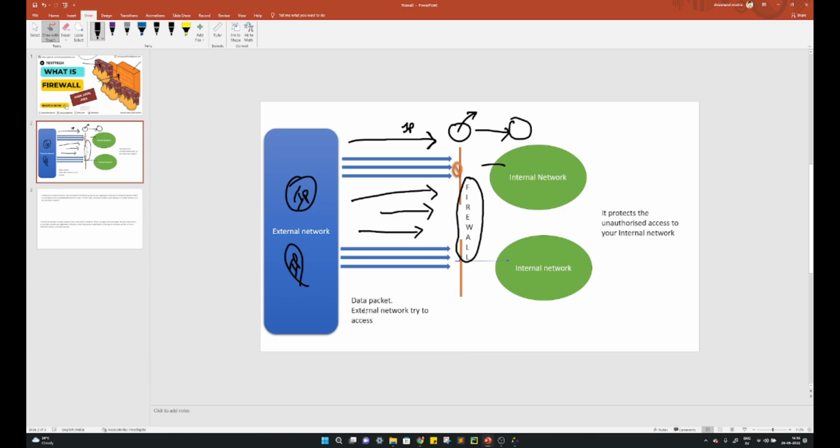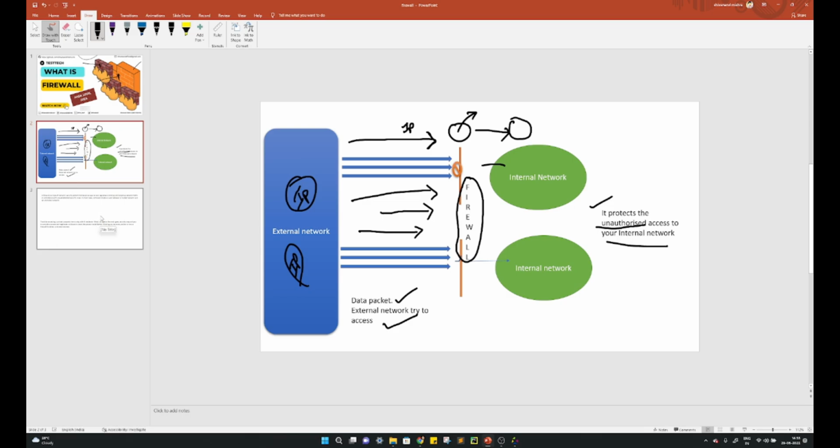That's how firewall works. In a network we send data packets, and whenever an external network tries to access it, the firewall protects against unauthorized access to your internal network. So any such issues cannot happen, any attack cannot happen, and unauthorized people will not be able to access our internal network. For that purpose we use a firewall.